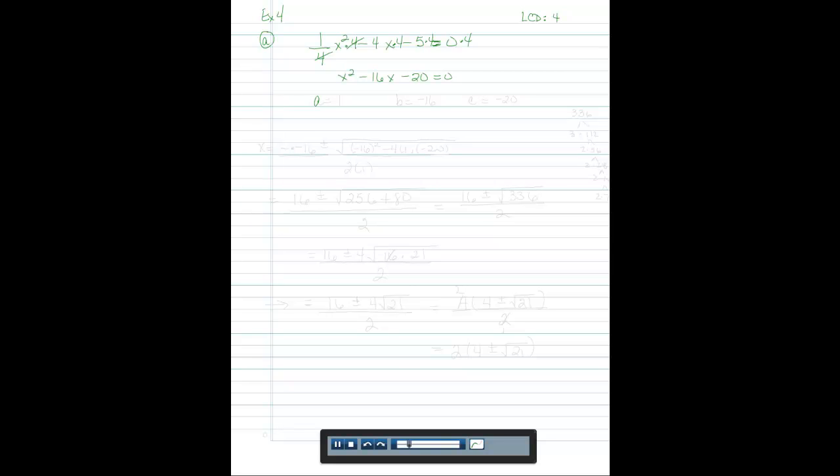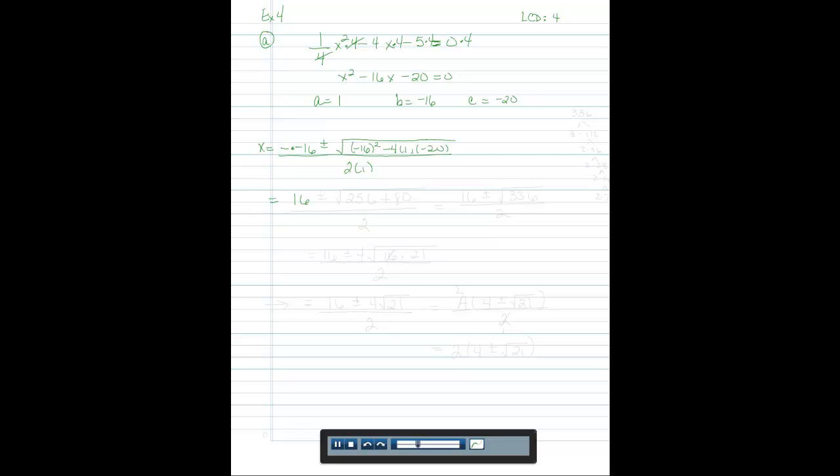Then we're going to find our a, b, and c. We have for a 1, for b negative 16, for c negative 20. And let's substitute those numbers into the quadratic equation for a, b, and c. We have x is equal to negative times negative 16 plus or minus the square root of negative 16 squared minus 4 times 1 times negative 20, all over 2 times 1.